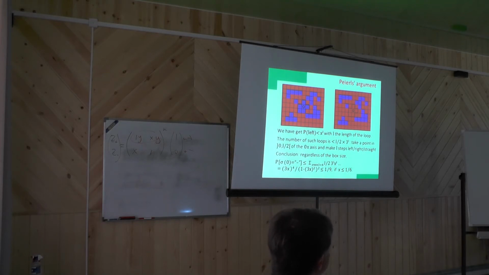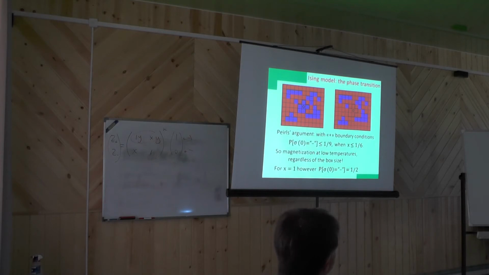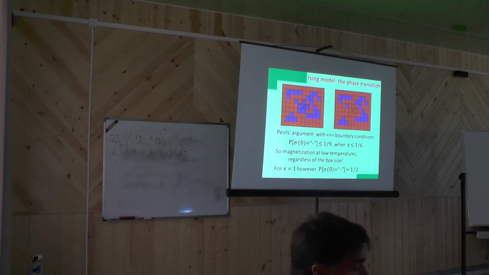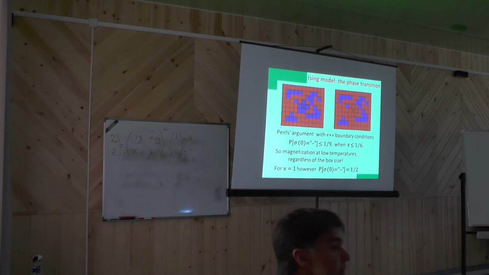1 over 9. So what Peierls proved, and what we have proved up to now, is that if the temperature is small, x is smaller than 1 over 6, the probability of the center being minus is at most 1 over 9, no matter how large our domain is. Even if it's 1 billion by 1 billion, still the information from the boundary propagates to the very center. On the other hand, if x is equal to 1, all configurations are equally likely, so information doesn't propagate. And this proves that there is a phase transition which happens somewhere between x equal to 1 over 6 and x equal to 1.